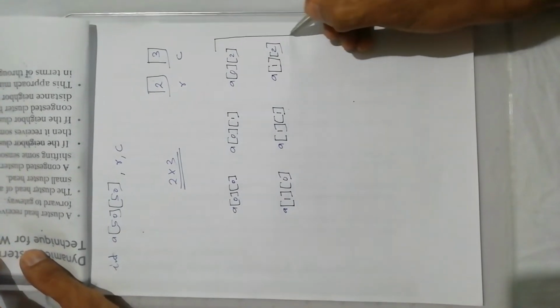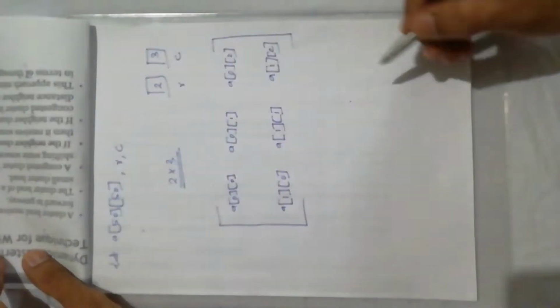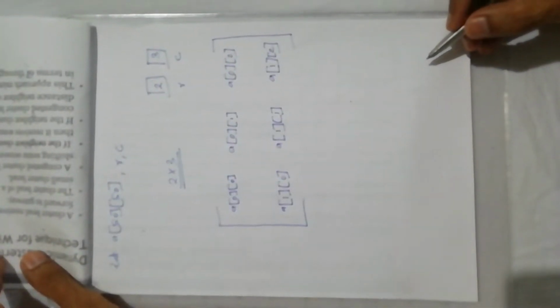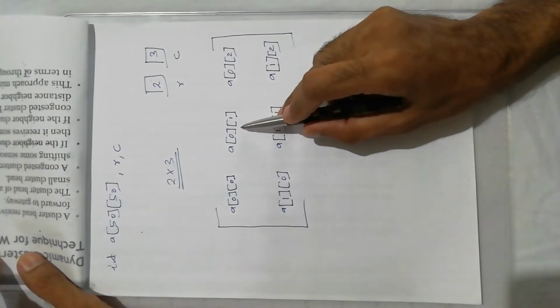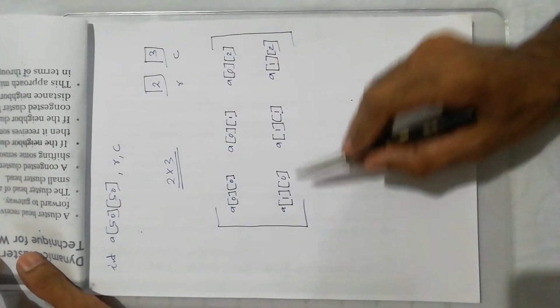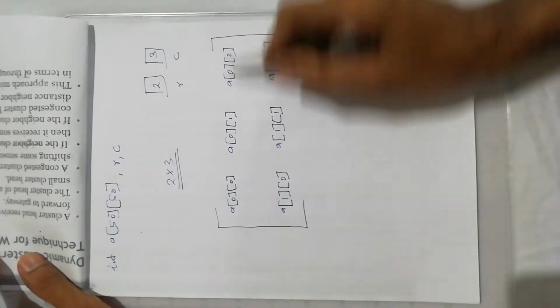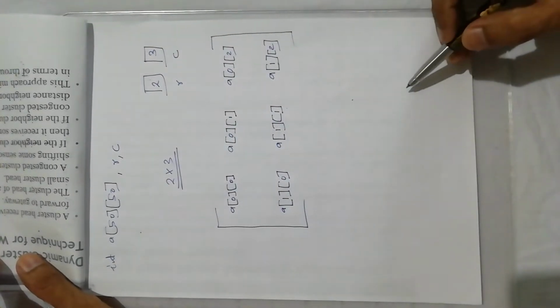These are the indices of a 2 by 3 matrix: A of 0 0, A of 0 1, A of 0 2, A of 1 0, A of 1 1, A of 1 2. 2 rows and 3 columns.